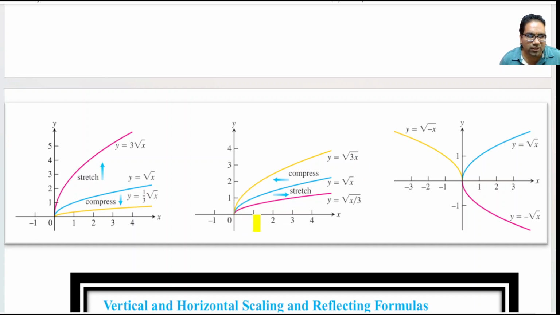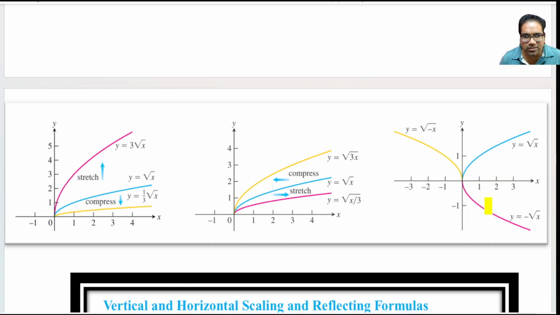Here, y equal to 1 at this point. But in the yellow graph, y equal to 1 when x is 0.33 only. So that means this entire graph is compressed 3 times. Similarly, stretching. In this case, the pink graph is stretched 3 times because the constant is 1 by 3. This is compression and stretching of the graphs.